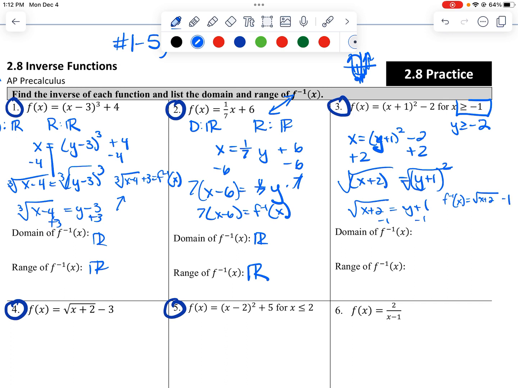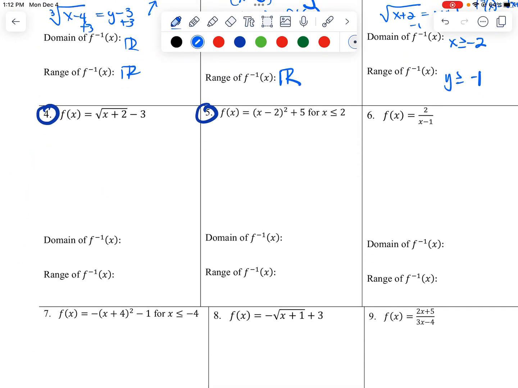And normally we'd use plus or minus, but we know our domain here. We know our domain is x is greater than or equal to -2, and our range is y is greater than or equal to -1. So that'll take care of our restrictions there.